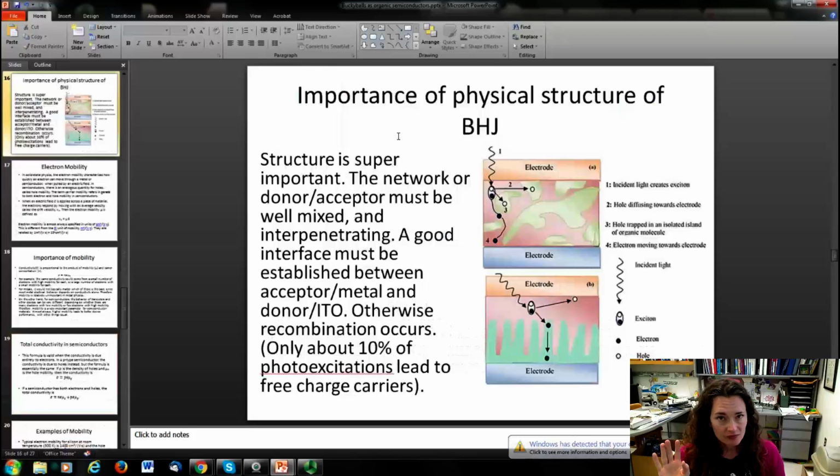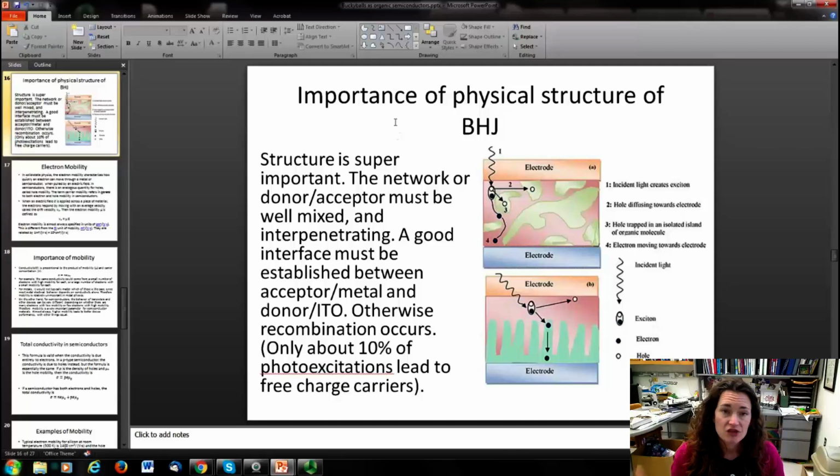So I can't emphasize enough how important structure is in terms of the bulk heterojunction. It's super important. The network of the donor acceptor must be well mixed, and it must be interpenetrating. You have to have a good interface established between your acceptor and your metal also, and your donor and your ITO. Otherwise, you're going to get recombination and it's not going to work. Only about 10% of the photoexcitations lead to the free charge carrier, so you want to make sure that you get your bang for your buck.